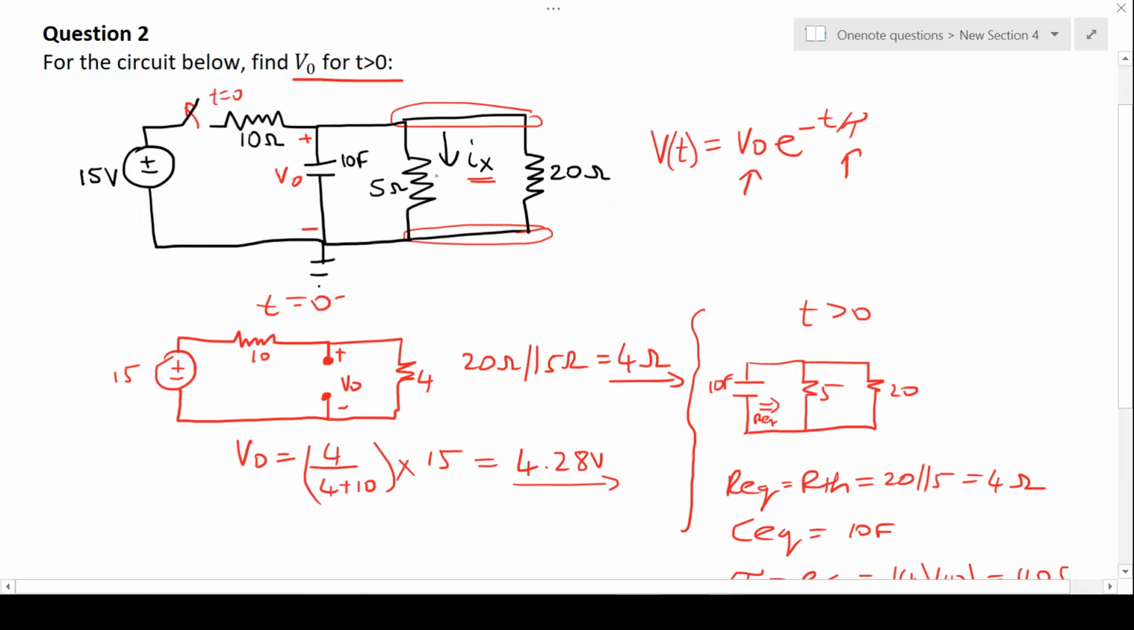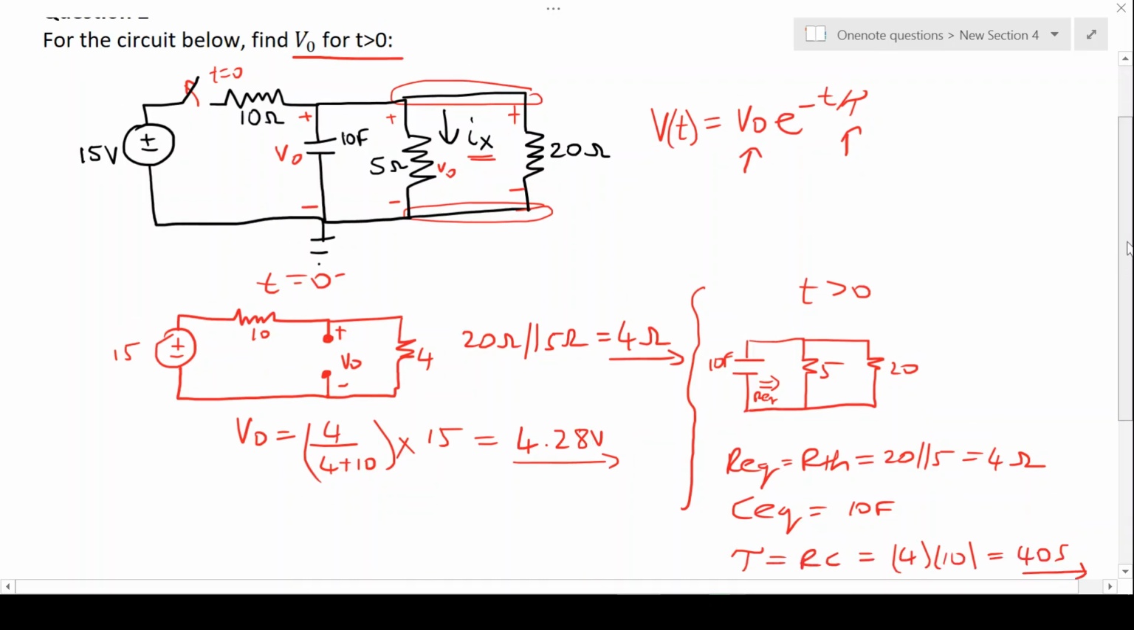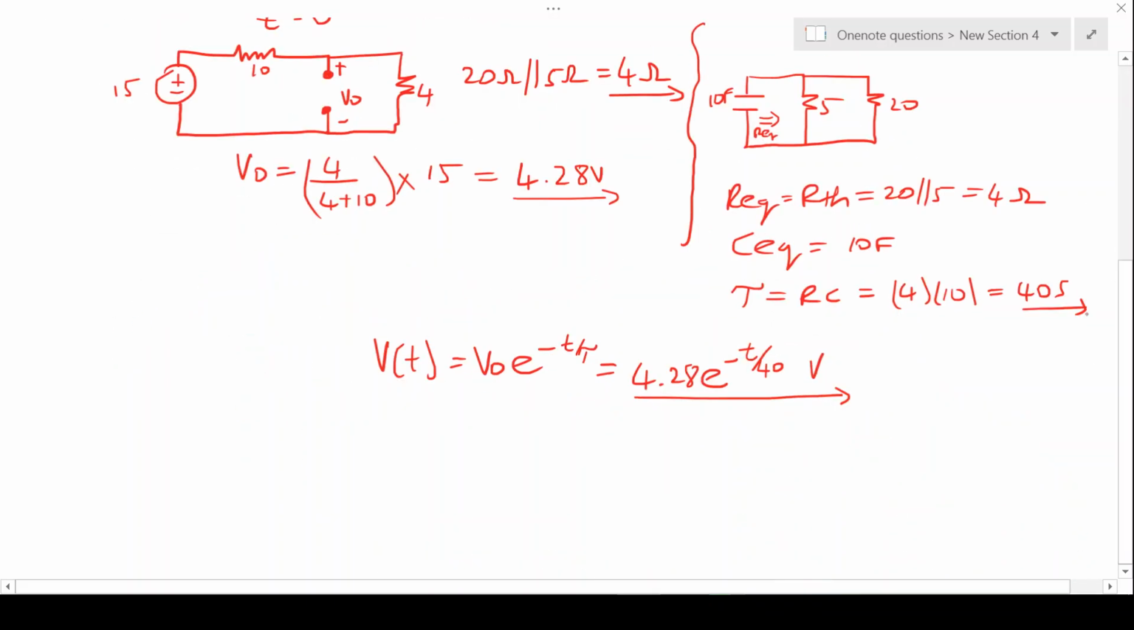Now we are required to also look for the current Ix. So how will we find the current Ix? How can we link the current Ix to the output that we've just found? We should be able to see that the voltage drop from there to there should be the same as the voltage drop from there to there, which in fact is the same as the voltage drop from there to there. So the voltage drop here should be the V0 that we've calculated. So for us to determine this current, we can just say it's equal to the voltage expression we've calculated divided by the resistance, which is 5 ohms.